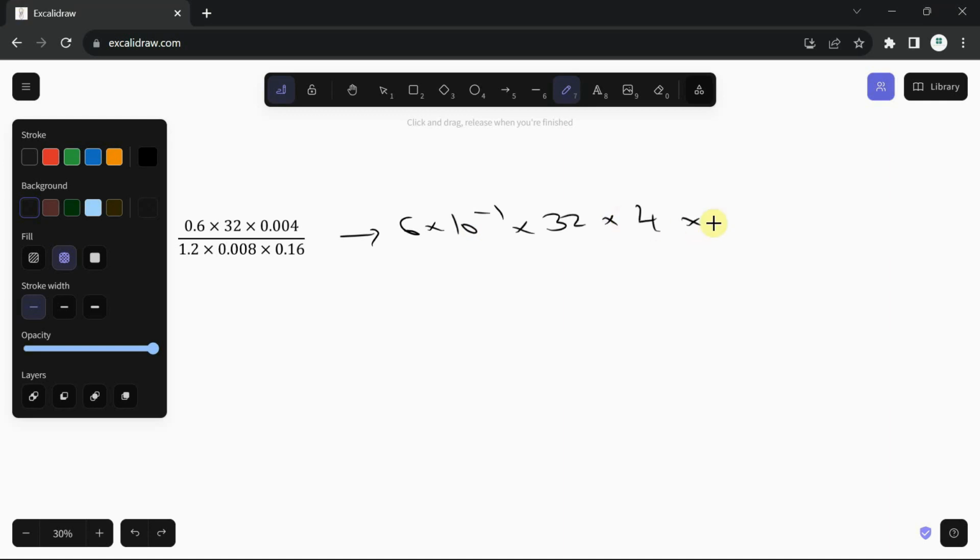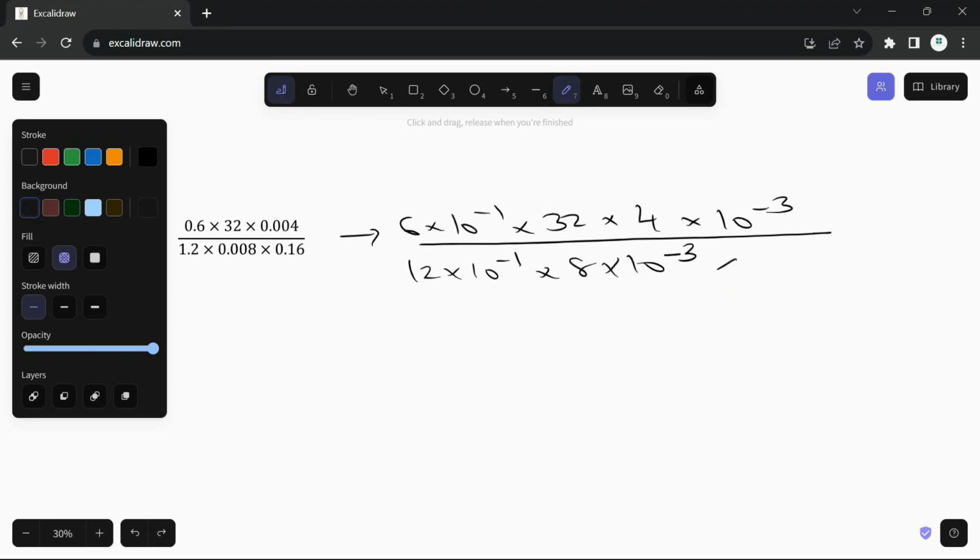4 times 10 raised to the power of minus 3, all over 1.2, which is 12 times 10 raised to the power of minus 1, times 8 times 10 raised to the power of minus 3, times 16 times 10 raised to the power of minus 2. Great. So we can now cancel.